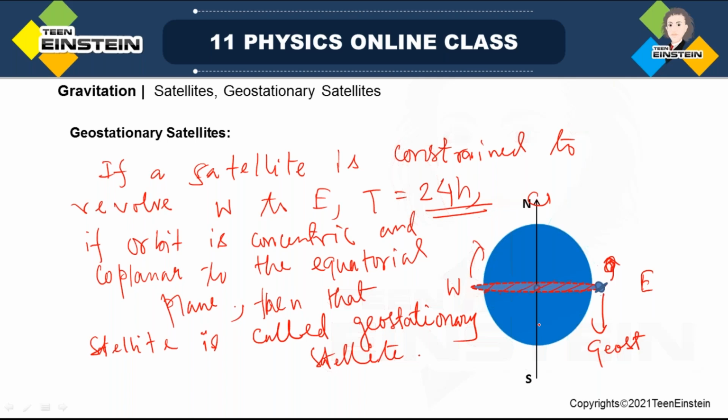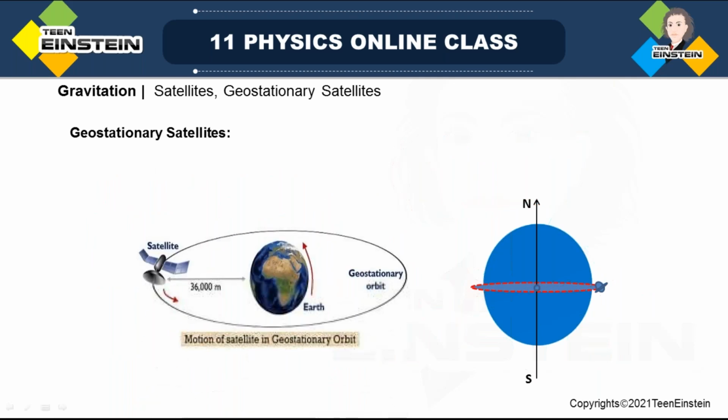I'll repeat it again. What is a geostationary satellite? I have the definition for that. So look here, this is a geostationary satellite which is revolving around the Earth. But in which direction is it rotating? It is rotating from west to east direction, as the Earth itself is doing. Earth is rotating about its own axis from west to east.